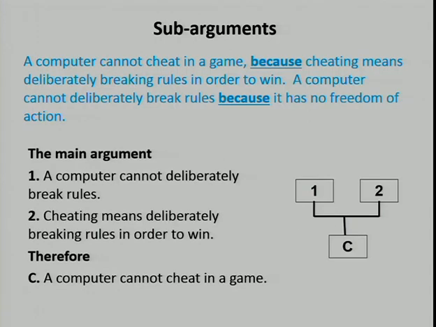And then we could reconstruct that argument, the main argument, we call it, like this. So computers can't deliberately break rules. Breaking rules is what is involved in cheating. That's just what cheating means. And together, they're linked. So you need both of them to show that computers can't cheat. So that so far is the main argument. That's what we've done so far. Yeah?